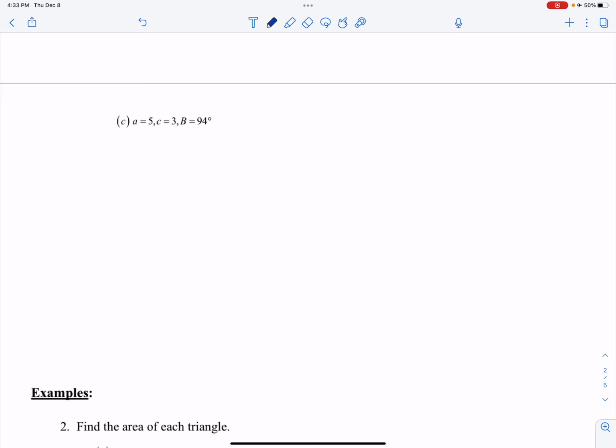And one more, our formula 1/2 A times C times sine of B, 1/2 times 5 times 3 times the sine of 94 degrees is approximately 7.48.